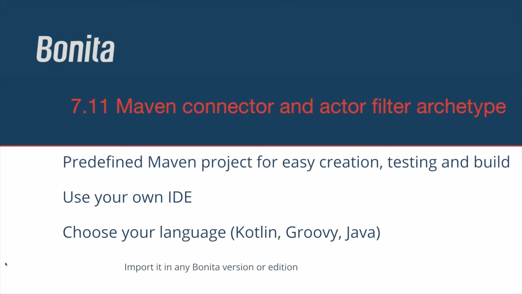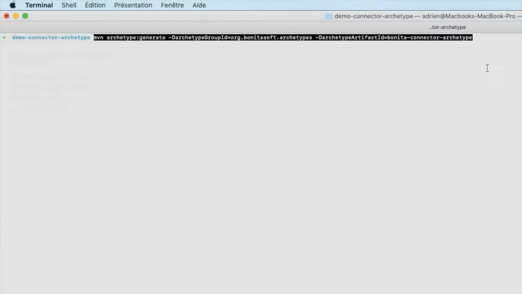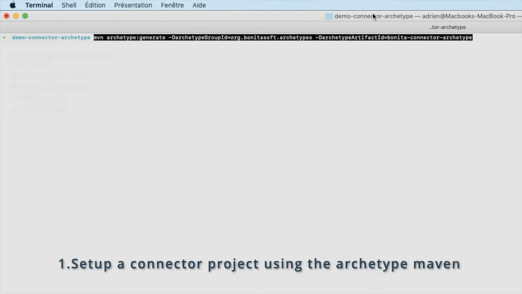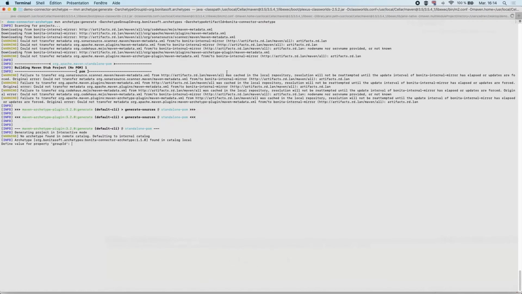To use it, you'll need to have both Java and Maven already installed on your machine. Open a terminal and run the command you can see on your screen, which tells Maven that we want to use the Bonita connector archetype. Maven will look for the corresponding archetype on the central Maven.